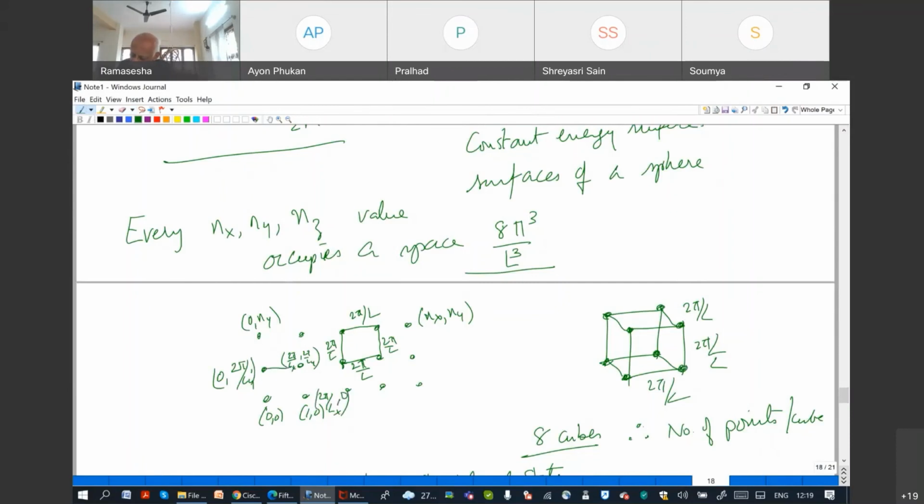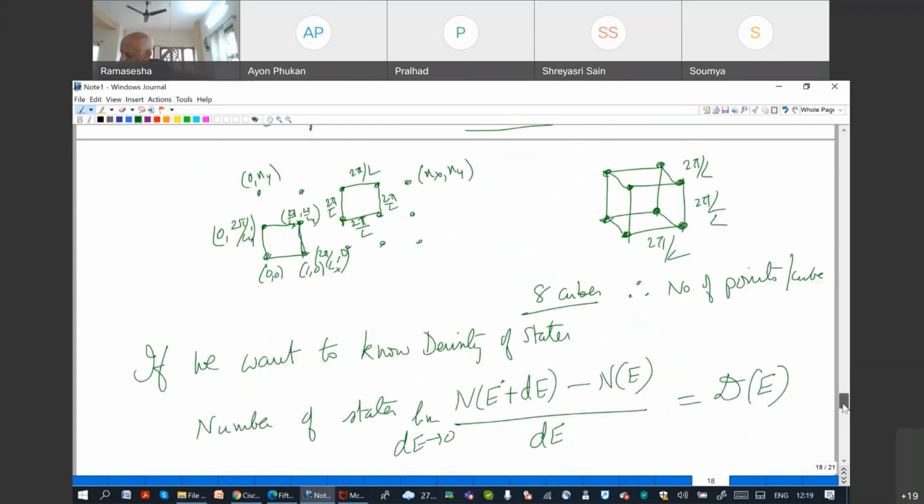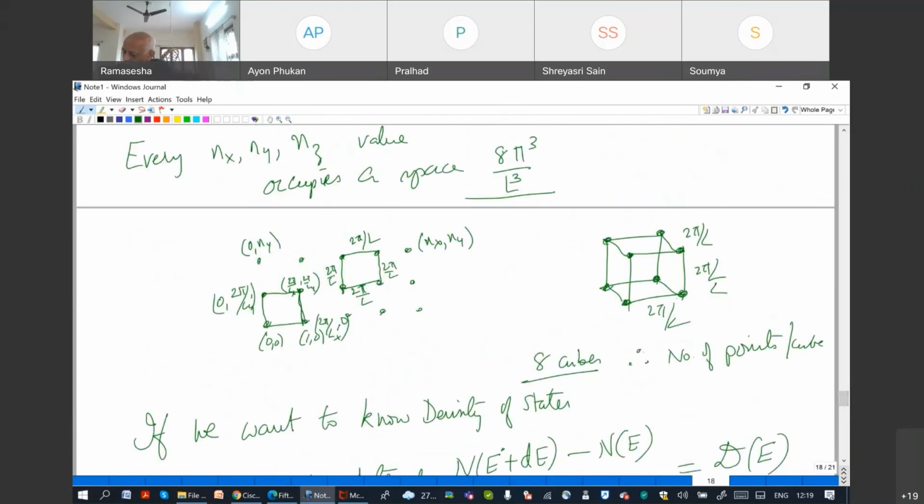Yes. So now what happens is, in this entire square, you have only one point, because every corner is shared by 4 in this case, and if it is a cube, every corner is shared by 8. So the volume of the space that I'm looking at is 2 pi by L the whole cube. In 2 pi by L the whole cube, I have only one allowed value of nx, ny, nz. Only one.